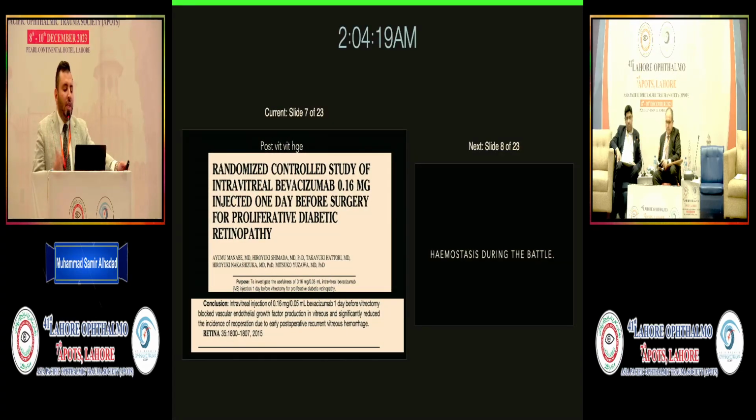Regarding post-vitrectomy vitreous hemorrhage, the incidence is about 50 to 55% in patients after vitrectomy. This randomized controlled study used intravitreal bevacizumab injected 1 day before the vitrectomy for proliferative diabetic retinopathy. It blocked vascular endothelial growth factor production in the vitreous and significantly reduced the incidence of reoperation due to early post-vitrectomy recurrent vitreous hemorrhage.